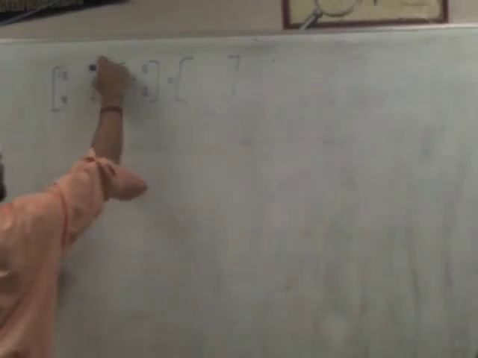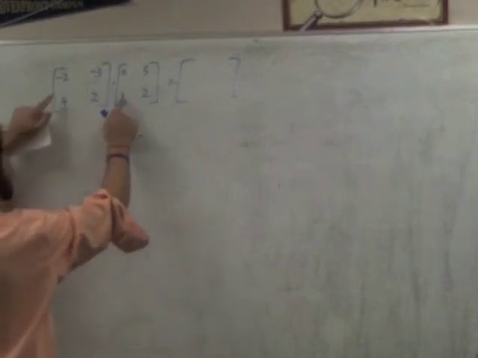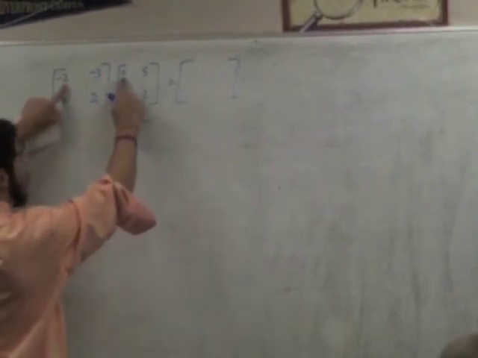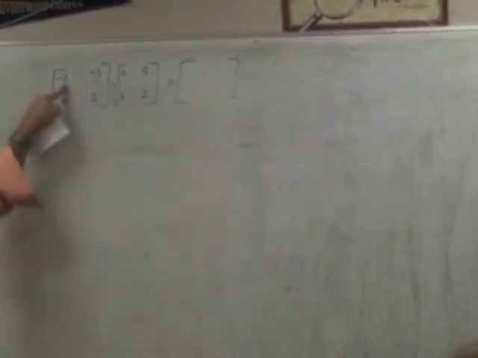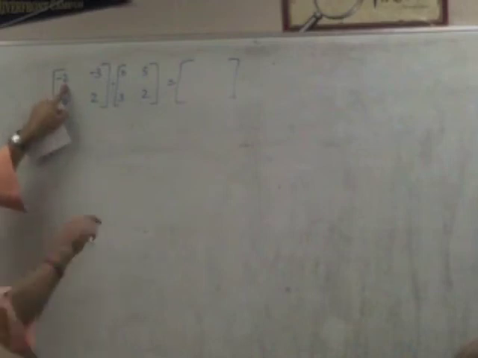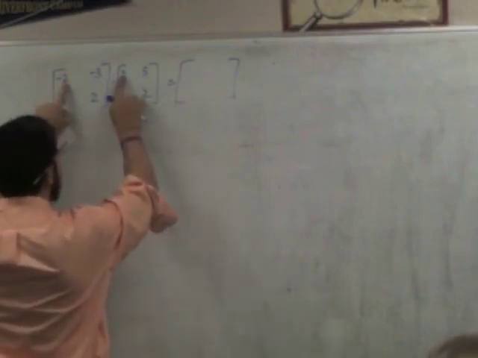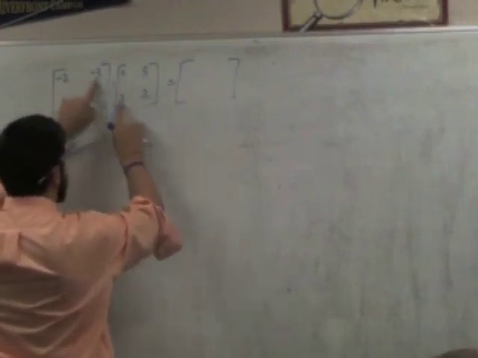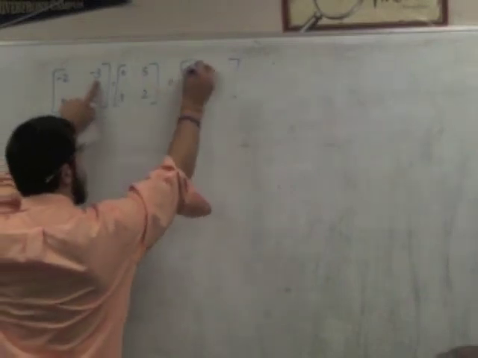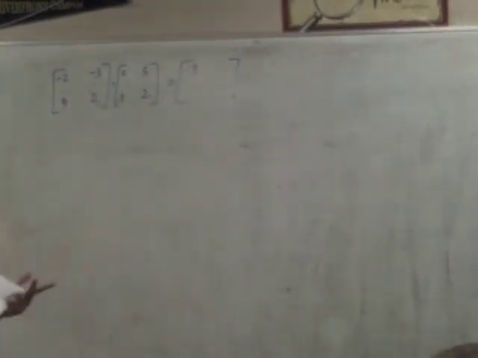Row times column. The negative 2 goes on top of the 0, and zeros are nice to have here, aren't they? Because they give you a lot of zeros. So negative 2 times 0 would be 0. Negative 3 goes on top of the 3 and becomes negative 9. And I add 0 to that, and I still have negative 9, right?